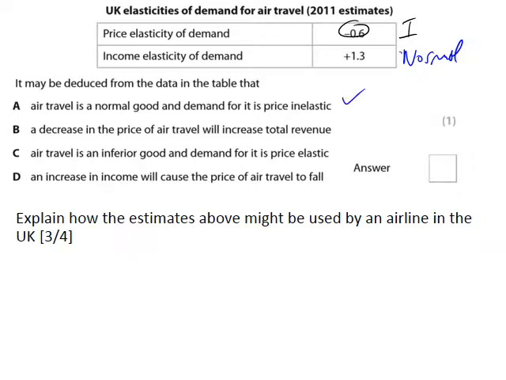We'll just go through and double check. The decrease in the price of air travel will increase the total revenue. Well, it needs to be elastic demand for that to happen, so that's incorrect. Air travel is an inferior good. Well, there's a positive sign there, so we know that's incorrect. An increase in income will cause the price of air travel to fall. Well, we don't know any information from that because income elasticity of demand is just about income and demand. So we know that one's incorrect as well. So A is definitely the right answer.